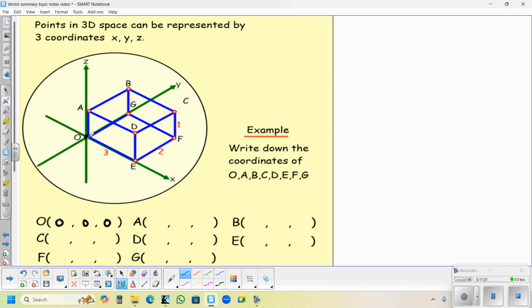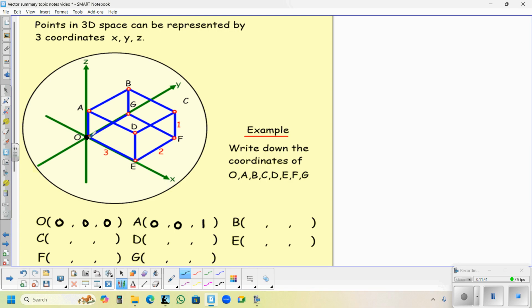So point A is there. So first of all, I'm not going to cross any in the x. I'm not going to cross that way. I'm staying there. I'm not going to cross any in the y. I'm not going in that direction, but I'm coming up z. So it's going to be none in the x, none in the y, but it's coming up 1 in the z-axis.